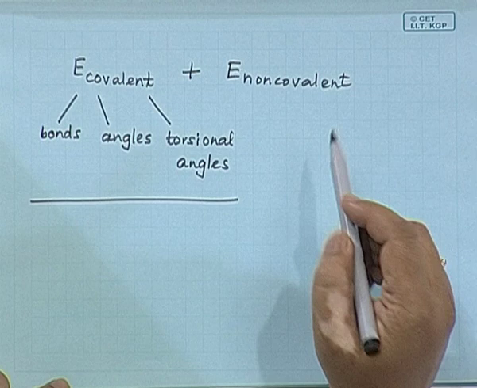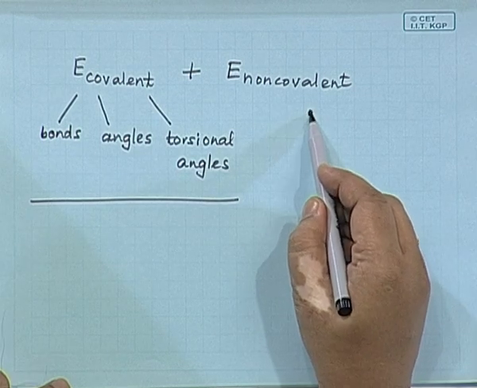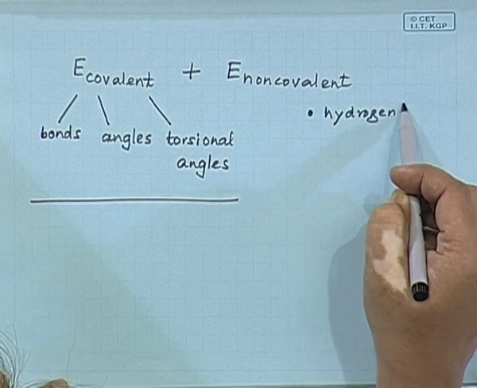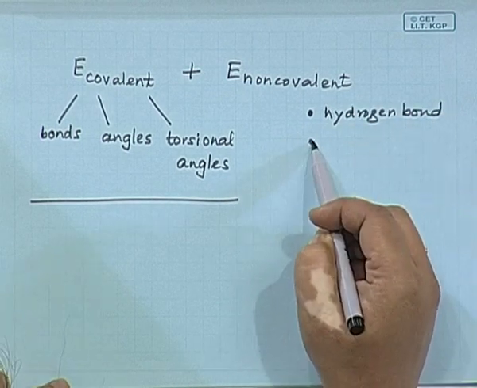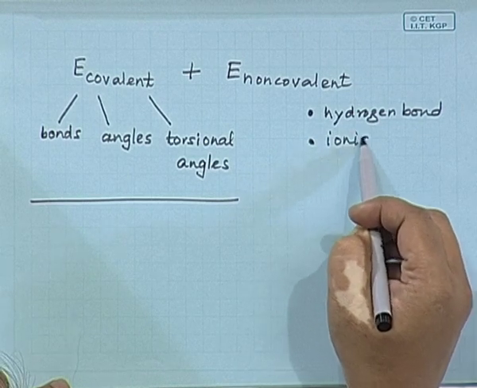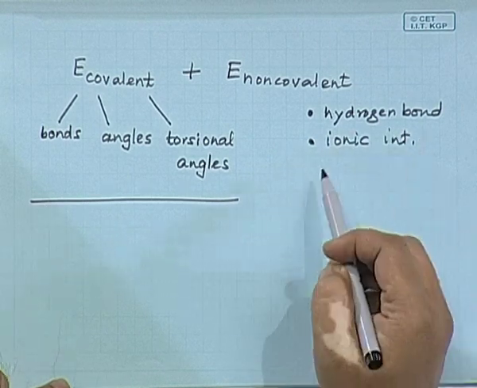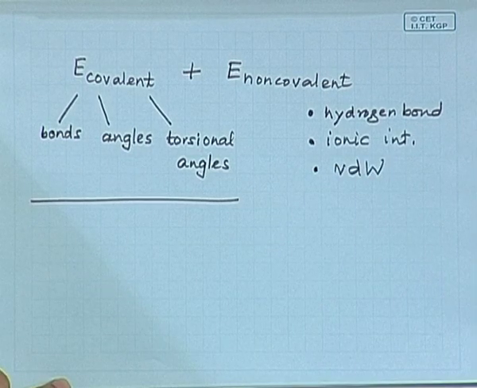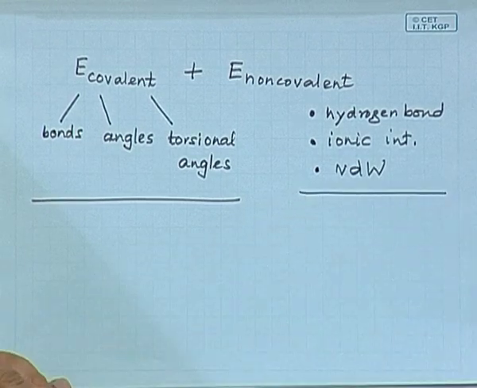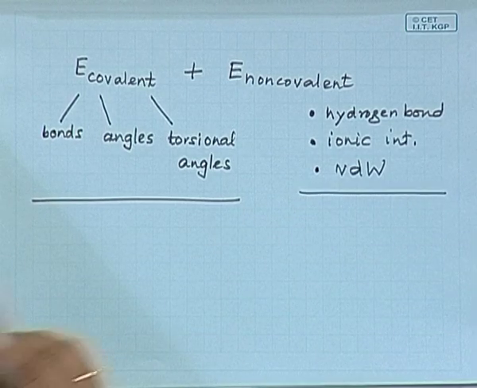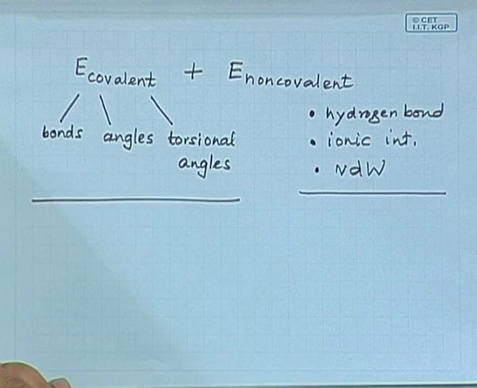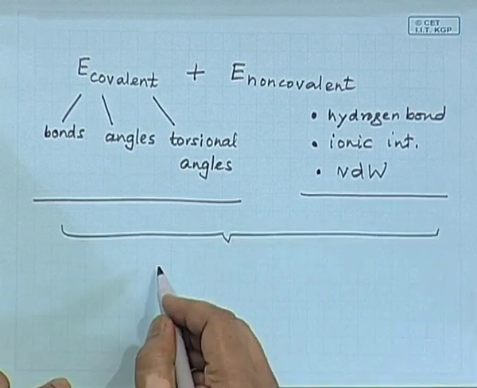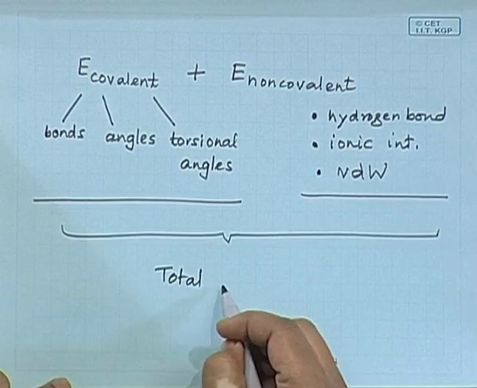What about the non-covalent? What are the ones that we listed? We listed a hydrogen bond, we listed an ionic interaction, and what else do we have? A van der Waals interaction. Okay. So, these are the three that we could have in case of a non-covalent formation, and these are the three that we are going to have in case of covalent bond formation, and summing these together we are going to get the total energy.